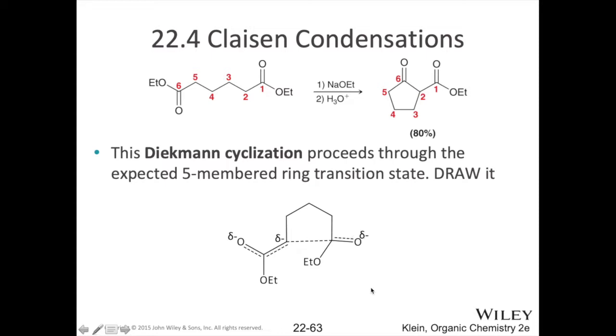And here's the transition state for this particular reaction. So you can see here we have the formation of that carbon-carbon bond that closes the ring, and you can see the breaking of those pi bonds and the delocalization of all the electron density, right, from going from one carbonyl to the other.